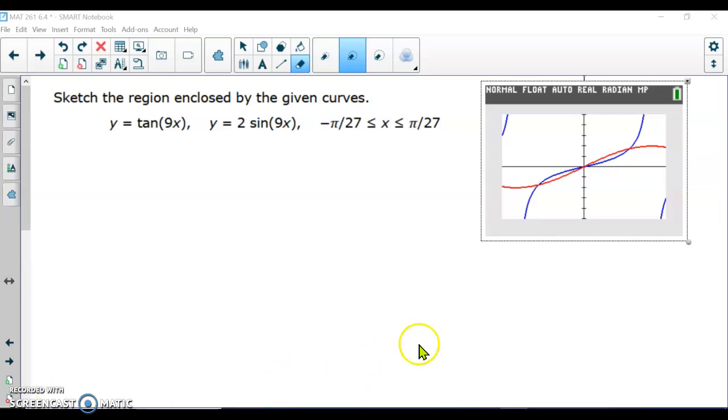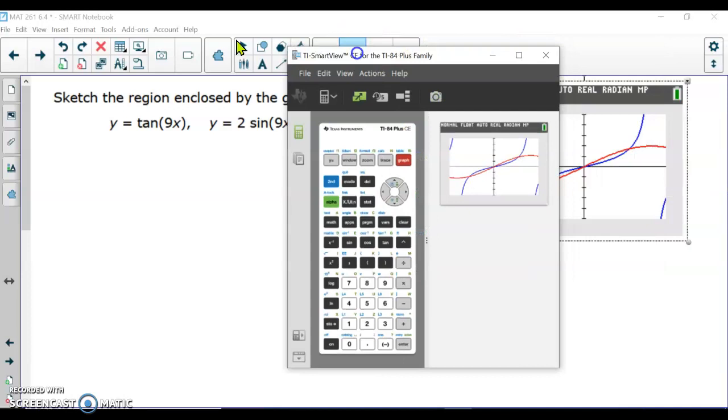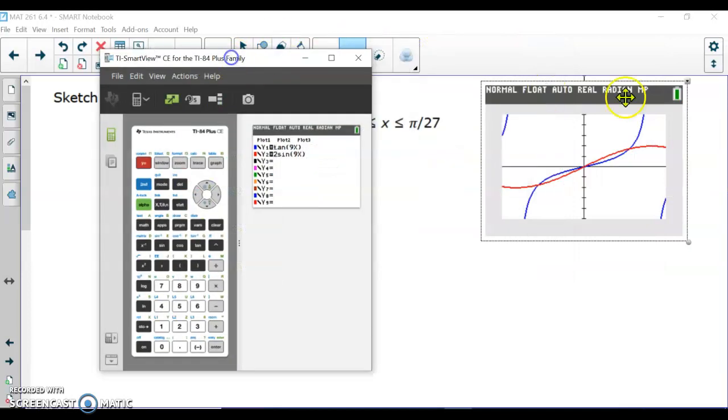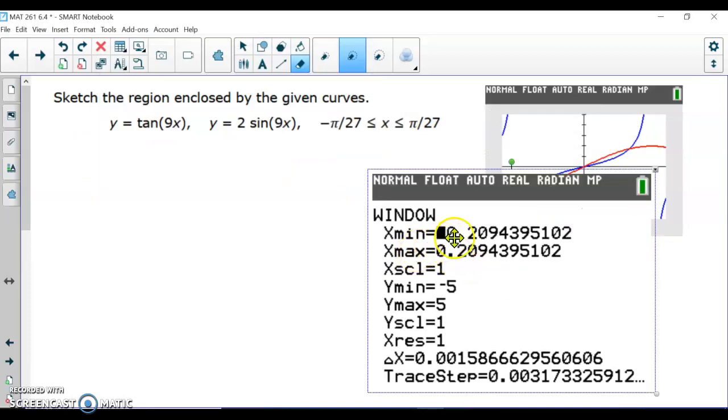So to save time, I already put this into Y1 and Y2, and I've already parameterized the window. I'm going to show you what I used here. I believe this was negative pi over 15 and then positive pi over 15. I just made the denominator a little smaller so that I could see a larger negative value and positive value, a little more to the left and to the right of the parameter that they gave us here, or at least the interval that we're working on.